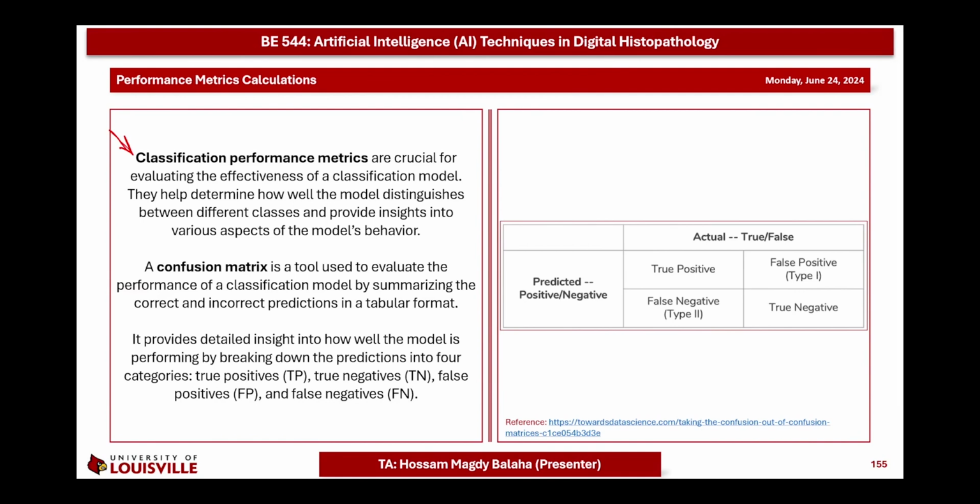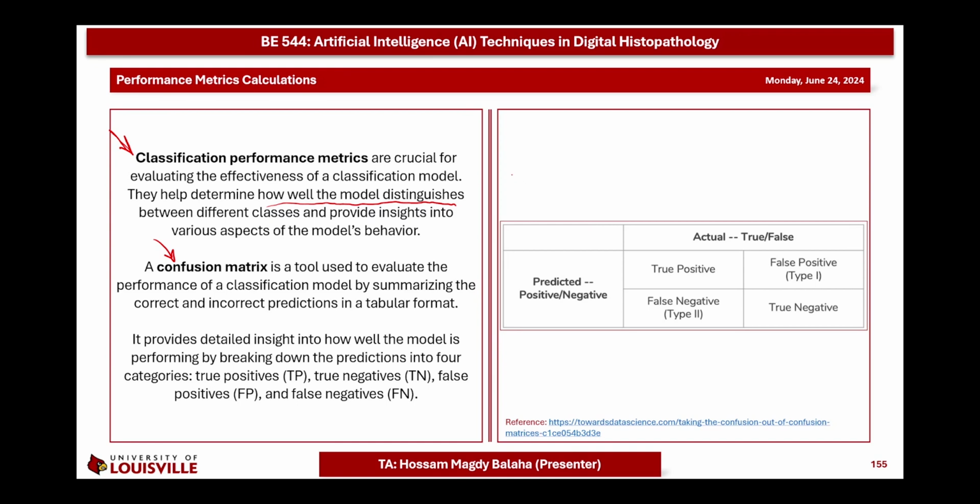Classification performance metrics are crucial for evaluating the effectiveness of a classification model, as they help to determine how well the model can differentiate between different classes, and the metrics provide insights into various aspects of the model's behavior. To calculate the classification metrics, you need something called a confusion matrix. A confusion matrix is a tool used to evaluate the performance of a classification model by summarizing the correct and incorrect predictions in a tabular format.